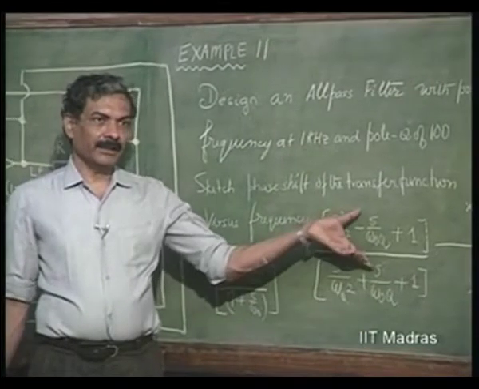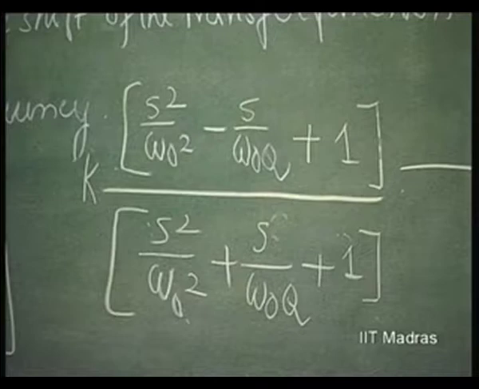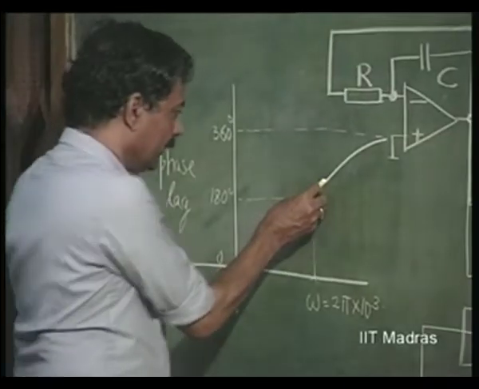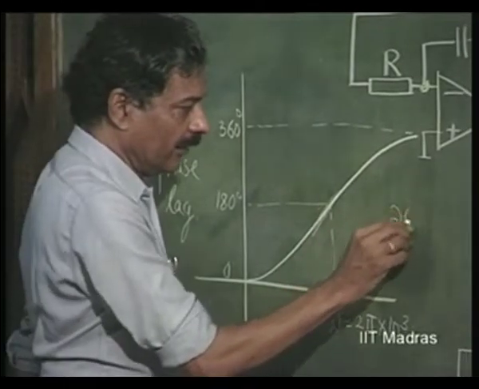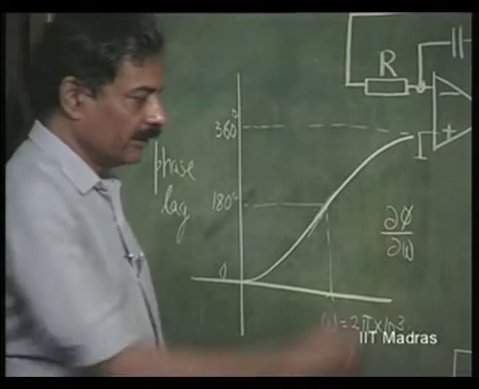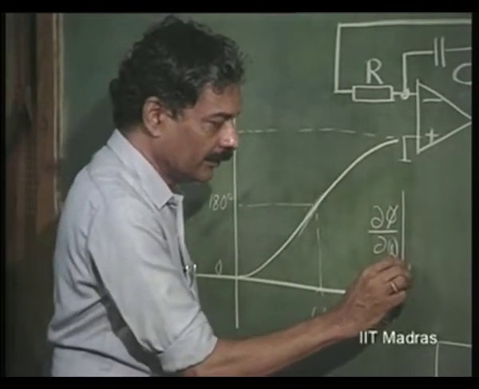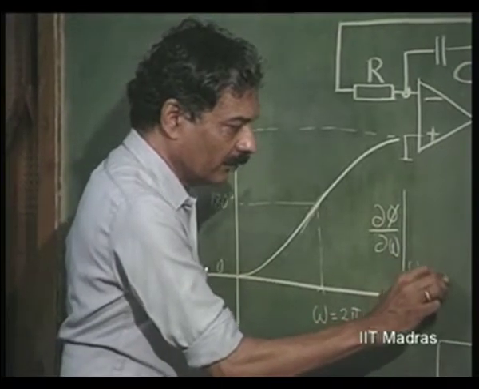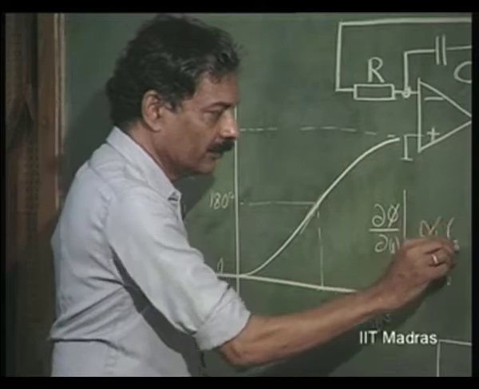this phase shift of 90 degree contributed by the pole, 90 degree contributed by the zero, 180 degree is going to occur at this, and it can be shown that the phase variation, that is delta phi by delta omega, okay, is maximum at omega equal to omega naught, and it is directly proportional to Q.